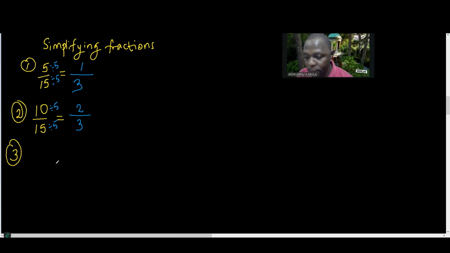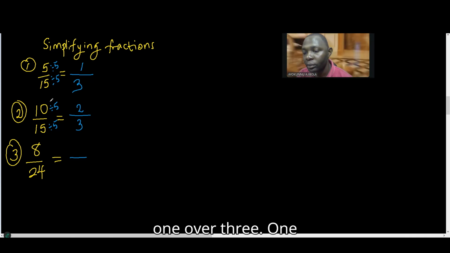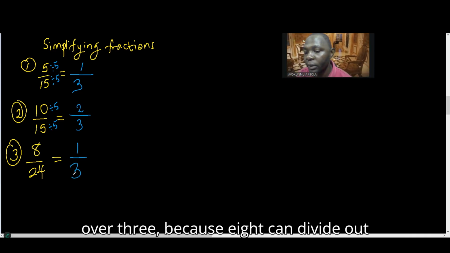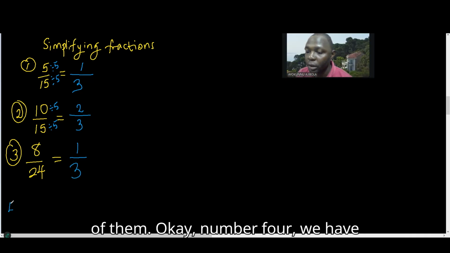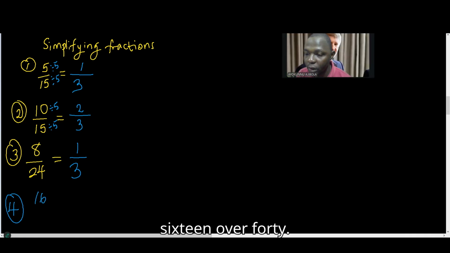Then number 3. 8 over 24. What do you think? 1 over 3, because 8 can divide both of them. Okay, number 4, we have 16 over 40.